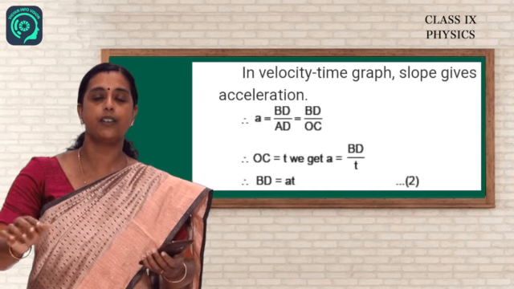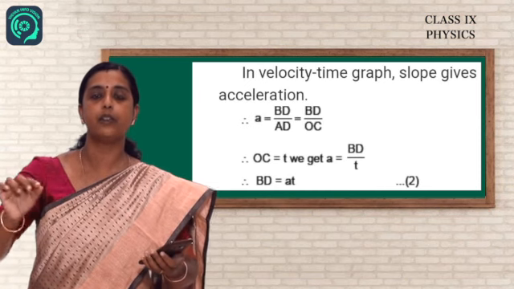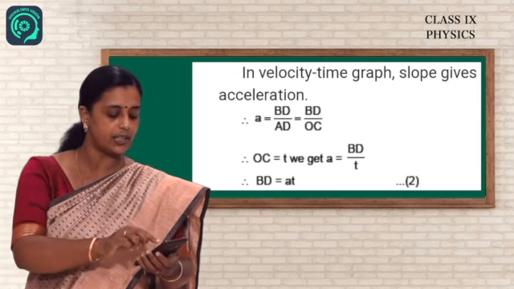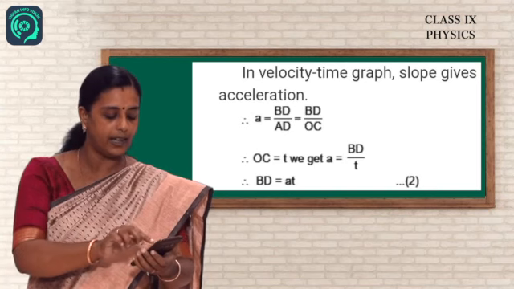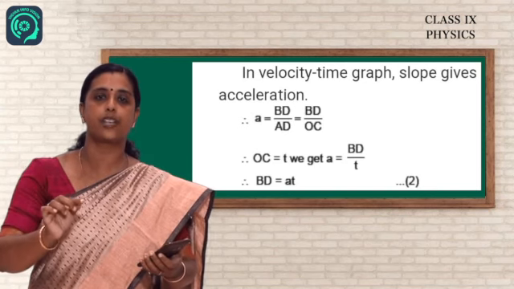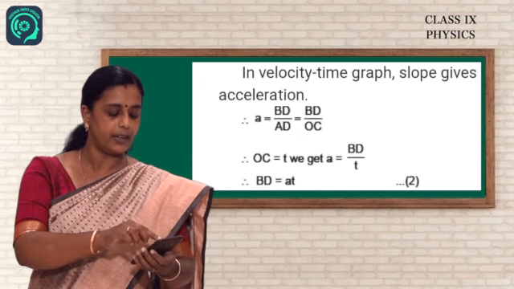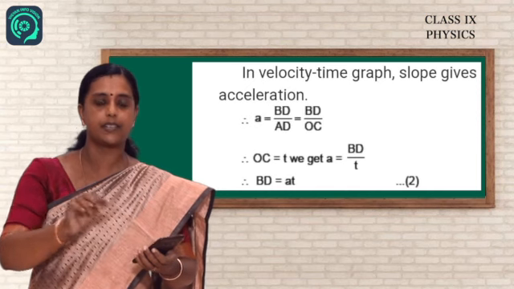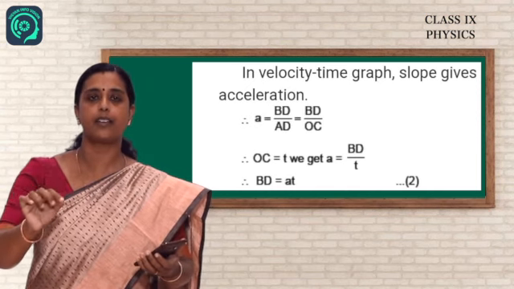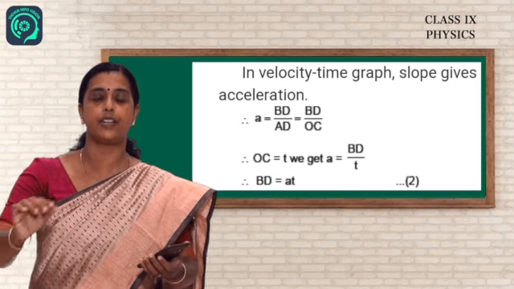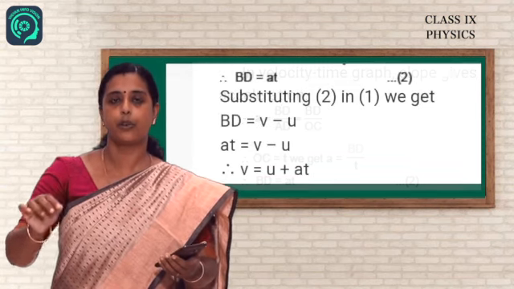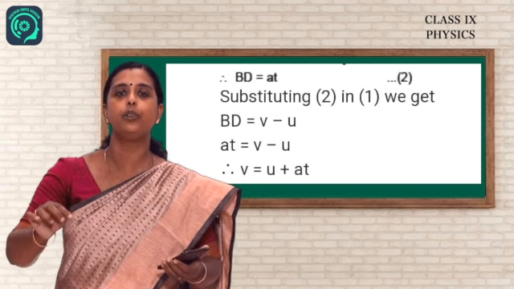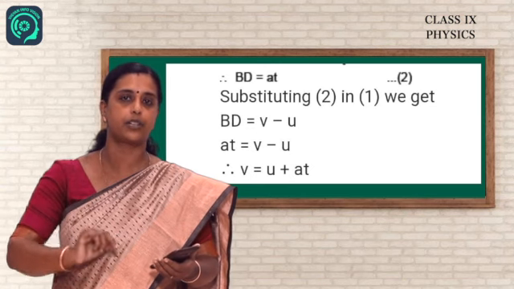In the next situation, we know that acceleration is equal to change in velocity by time taken. From the graph, what is the change in velocity? Change in velocity is BD, and AD again is same as OC, which is equal to time. So, BD by AD is same as BD by OC, which is equal to a. From here again what we get as BD? BD is equal to at. When we combine these two equations, what do you get? We get v minus u is equal to at, or v is equal to u plus at. That is the first equation of motion.